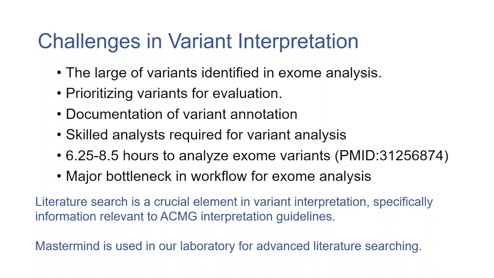Certainly cases we find are positive right away are most straightforward to report. But cases that look negative can take hours and hours to make sure that nothing's being missed. So variant interpretation is a major bottleneck in the workflow for exome analysis, and tools that help us there really have a big impact. Literature searching is a crucial element in this. We're looking for specific information relevant to the ACMG guidelines, and in our lab, Mastermind plays a key role in helping us do advanced literature searching.